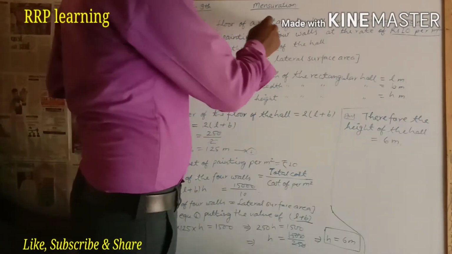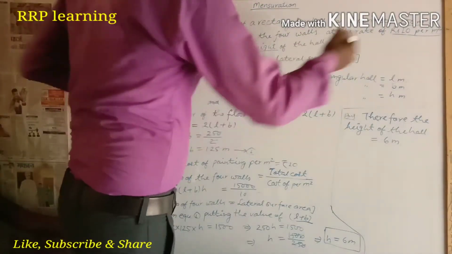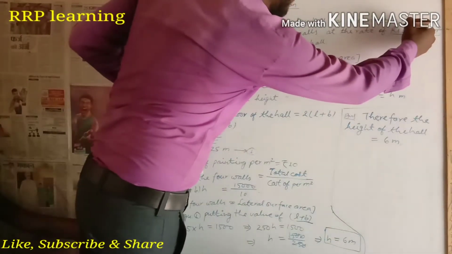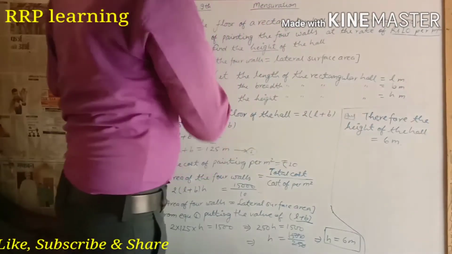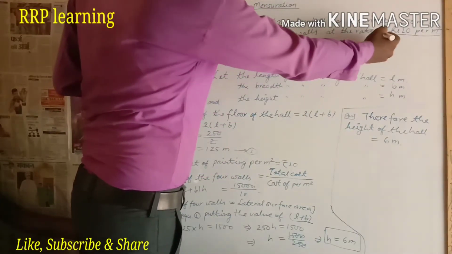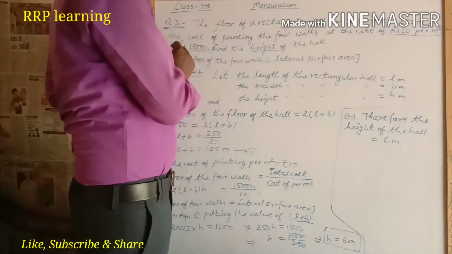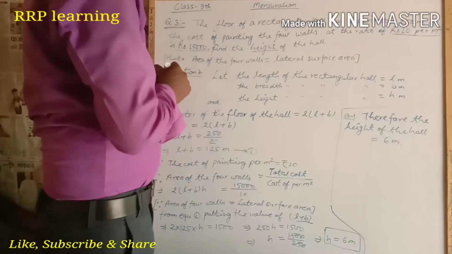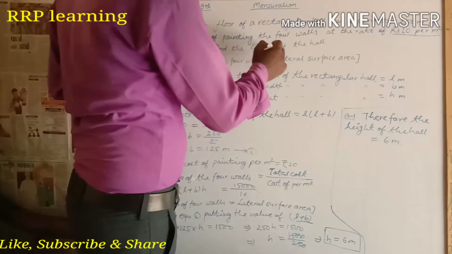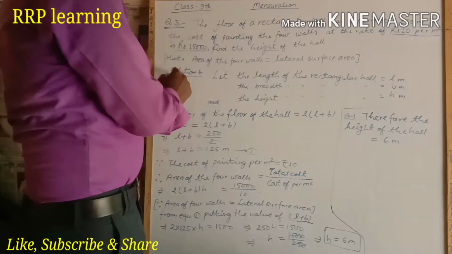The floor of a rectangular hall has a perimeter of 250 meter. If the cost of painting the four walls at the rate of 10 rupees per meter square is 15,000 rupees, find the height of the hall. Solution.